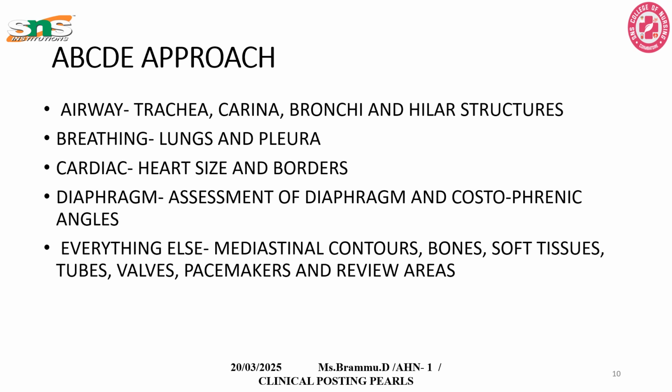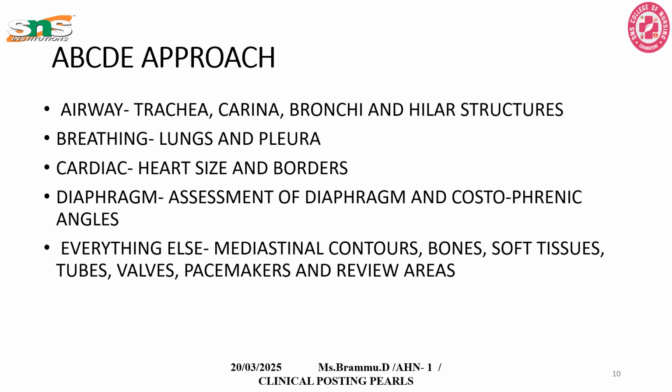Now we are going to see how the ABCD approach works on a patient to read the chest X-ray. A stands for airway, B stands for breathing, C stands for cardiac, D stands for diaphragm, and E stands for everything else. For A, you'll be seeing the airway, starting from the trachea, carina, bronchi and the hilar structures. B stands for the lung and the pleural spaces. C is the cardiac, where we are going to look at the cardiac size as well as the right and left borders.